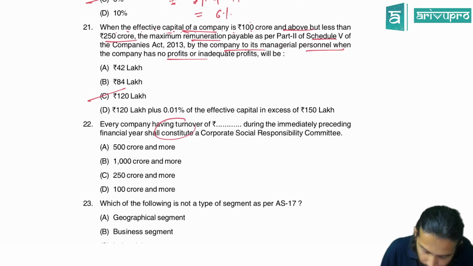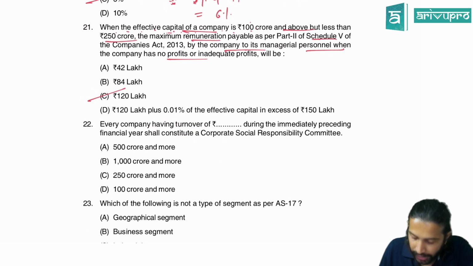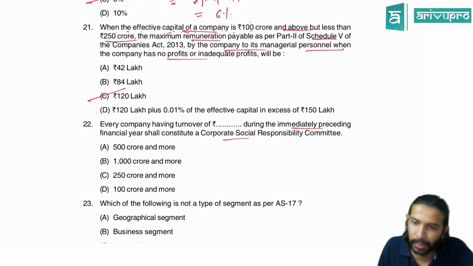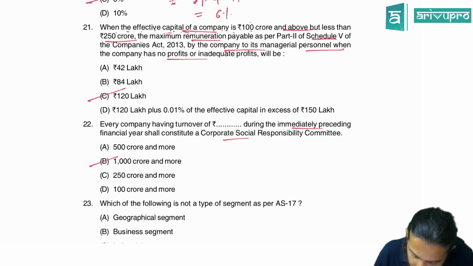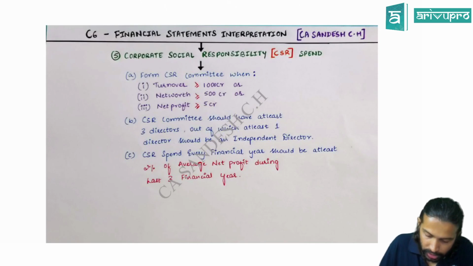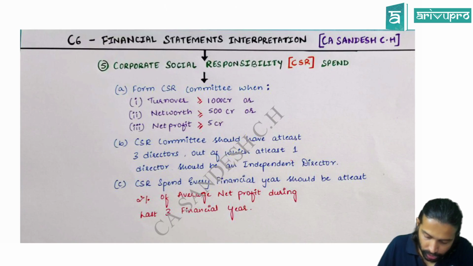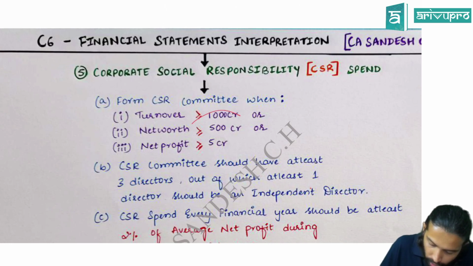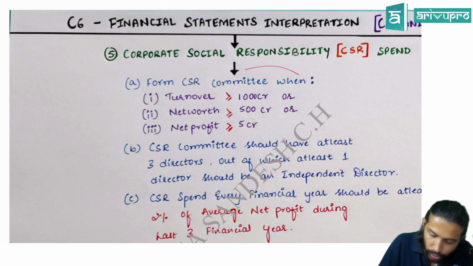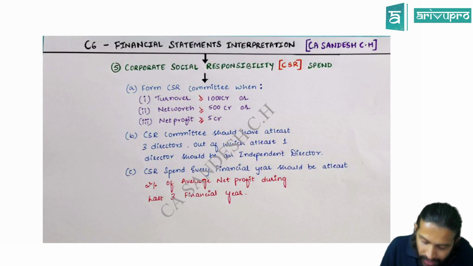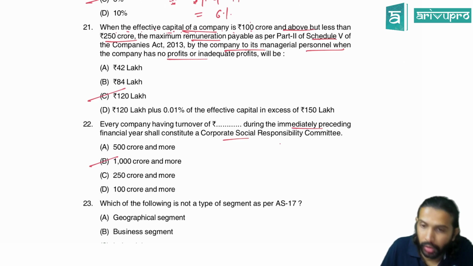Next, every company having a turnover of dash during the immediate preceding year should constitute a Corporate Social Responsibility, CSR committee. If the turnover exceeds 1000 crore or more, there were more criteria, right? Let me show you those criteria again. Corporate social responsibility, this one. Every company whose turnover is 1000 crores or more, net worth is 500 crores or more, or profit is 5 crores or more, should form a CSR committee. So they asked a question based on this turnover limit in our charts. The answer should be 1000 crores or more. So Bangalore is the option.